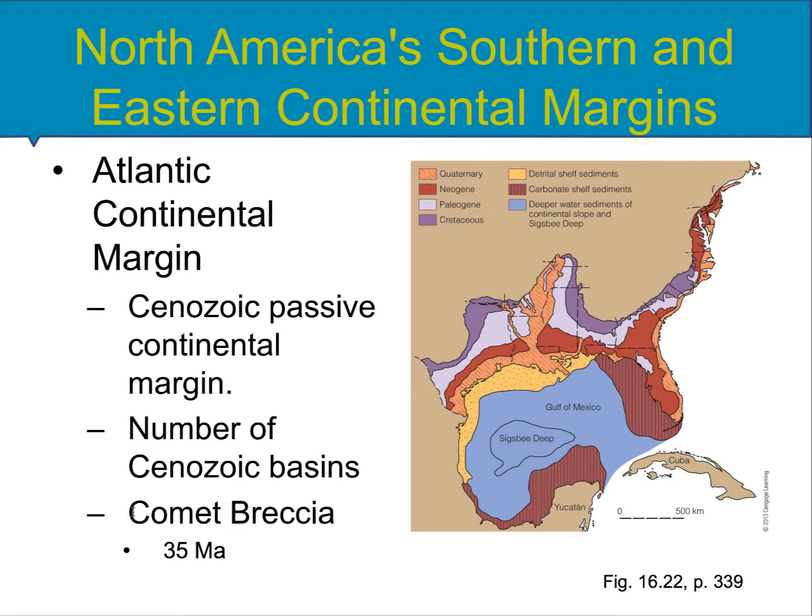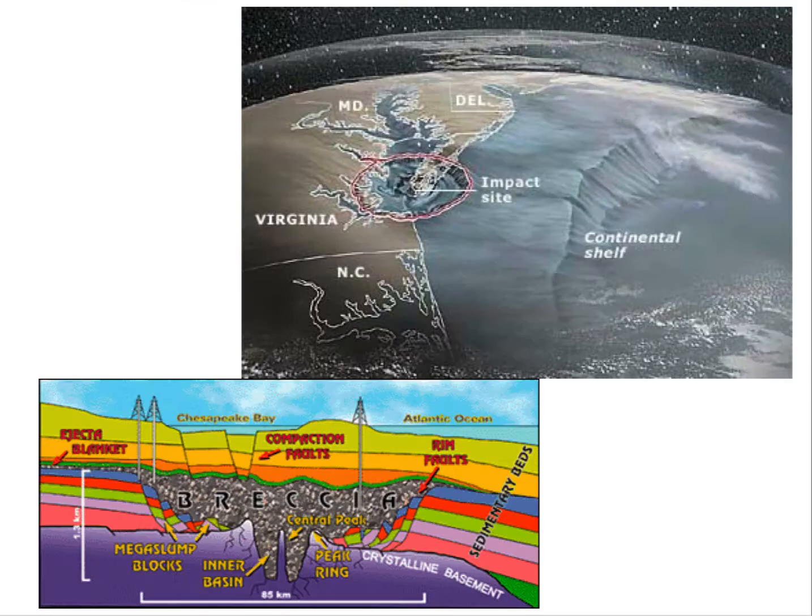And in Chesapeake Bay, there's evidence of a comet hitting North America about 35 million years ago, because we have this breccia that occurs here. So here is where the impact site would be, at the southern end of Chesapeake Bay. And drilling into the sediments has found breccia. And remember, breccia is angular, fragmented, gravel-sized rock. And so they're all indicating some impact here in the Chesapeake Bay region.